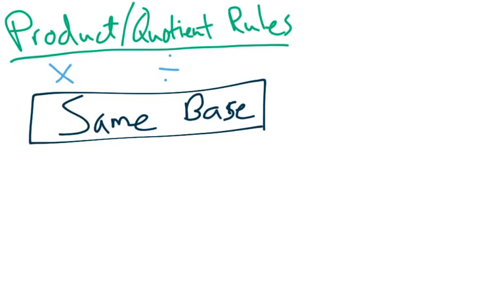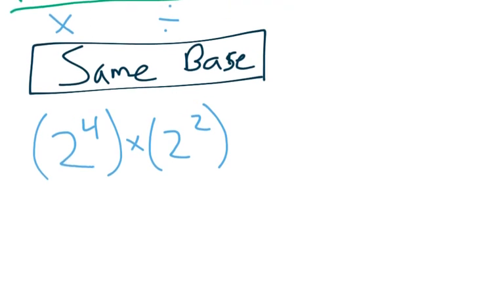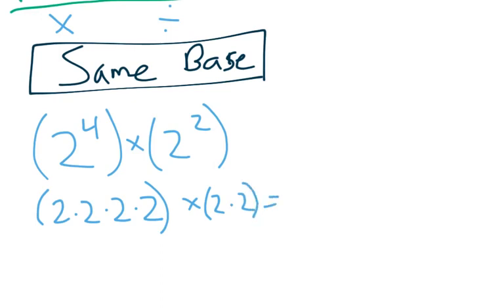And so let's say for a product we had something like 2 to the 4th times 2 squared. So if we expand this out, we'll find out how many 2's there are. We have 2 times 2 times 2 times 2. That's 2 to the 4th. Times 2 squared is 2 times 2. And then we just count them all up. 1, 2, 3, 4, 5, 6. 2 to the 6th.